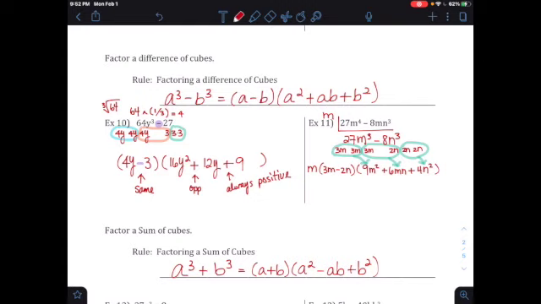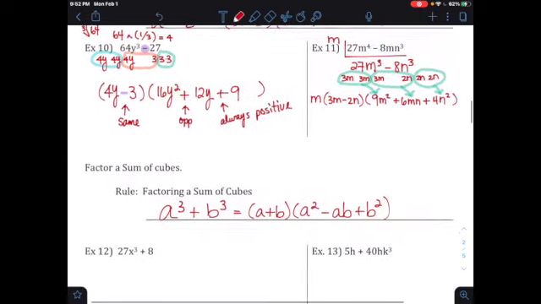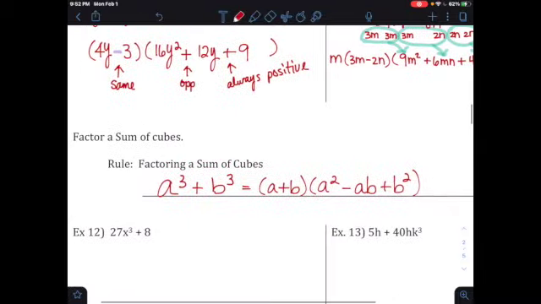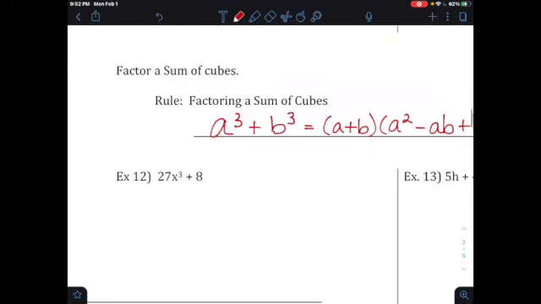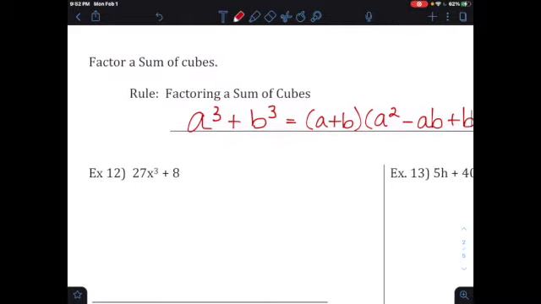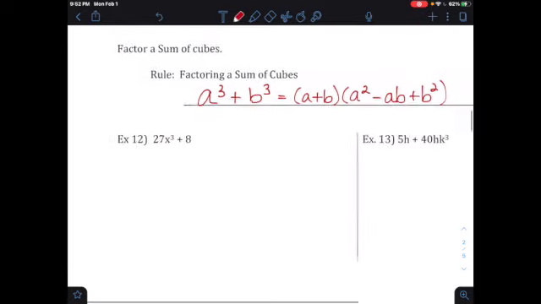The next one is the same rule. It's going to be factoring a sum of cubes. Notice they are exactly the same formula. So I'm going to have you guys try example 12 and example 13 and see if you get the same answer.